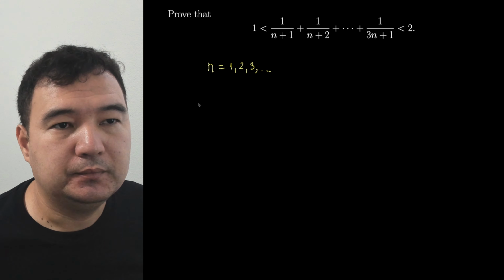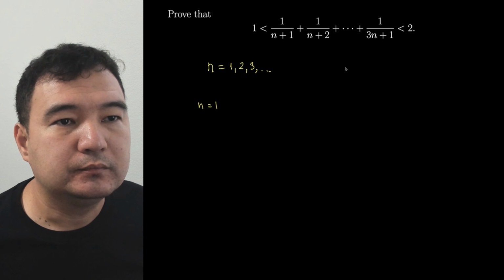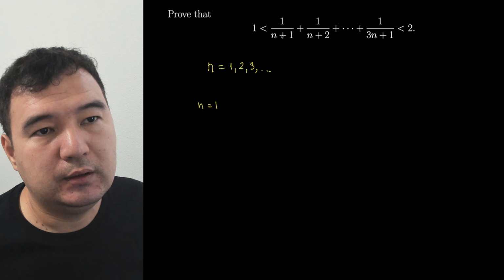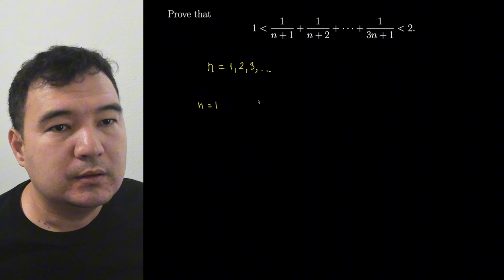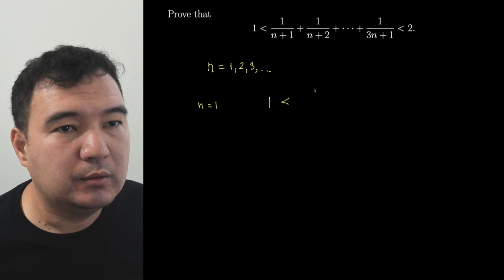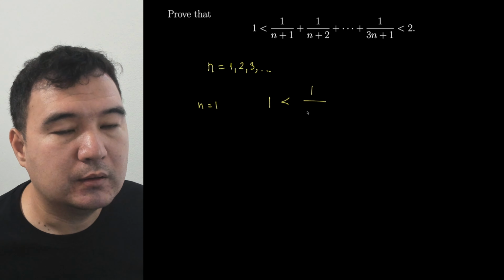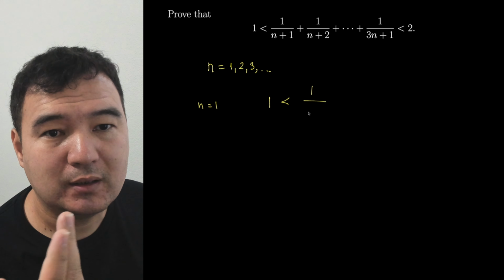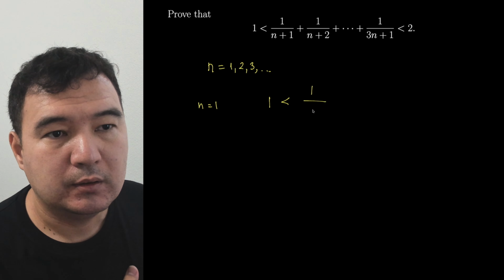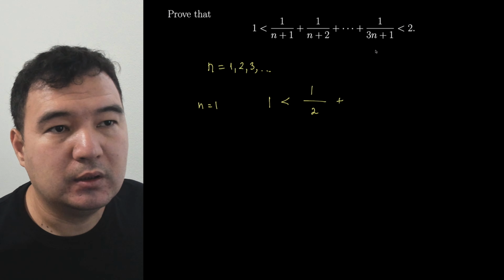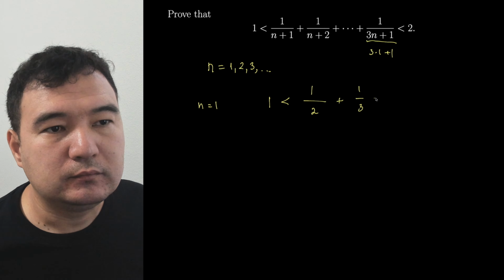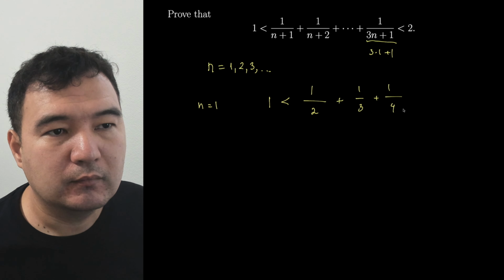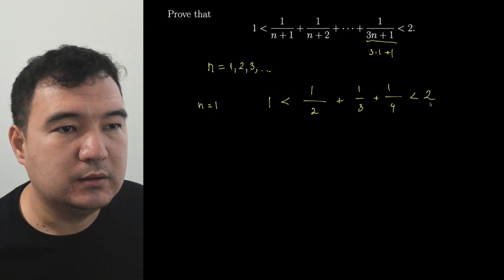So if n is 1, just trying to understand what n plus 1, 2, 3n plus 1 means. So for n equals 1, this is going to be 1 over 1 plus 1, so it starts from the number right after the 1 and goes up to the number that's 3 times 1 plus 1, so up to 4. And this is less than 2.